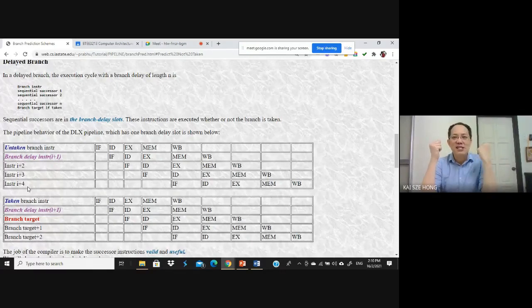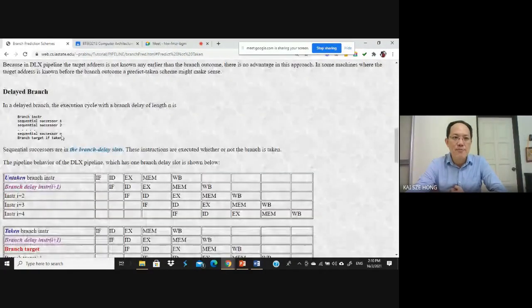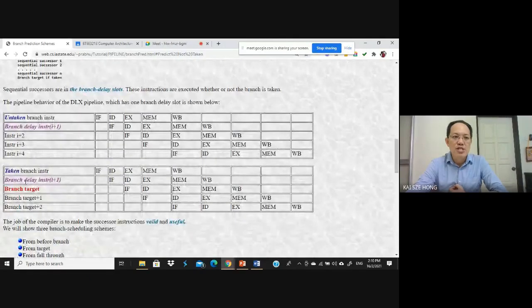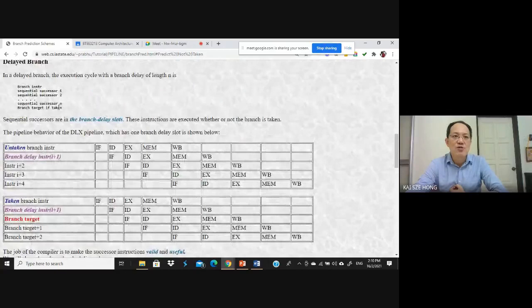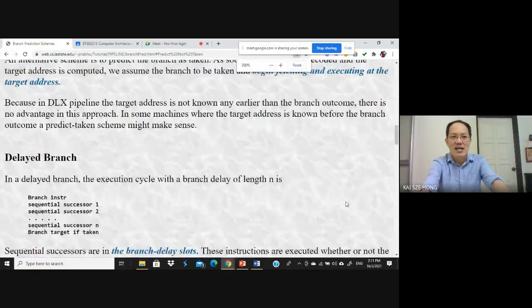But the difference is for the delayed branch compared to predict not taken. Predict not taken will execute the next instruction after the branch instruction. But for the delayed branch, what will happen? It will execute the branch delay instruction I plus one, that means it will take the instruction after the branch target. Then after that, they will continue. The result of this branch delay instruction I plus one is stored aside first. Then when they come to here, only then will it take it. So this is the difference.